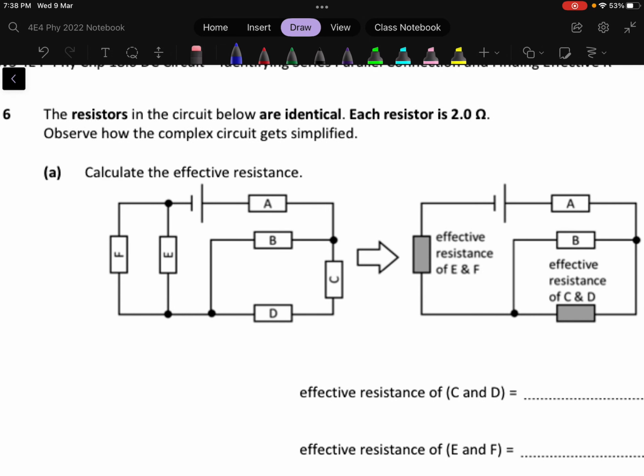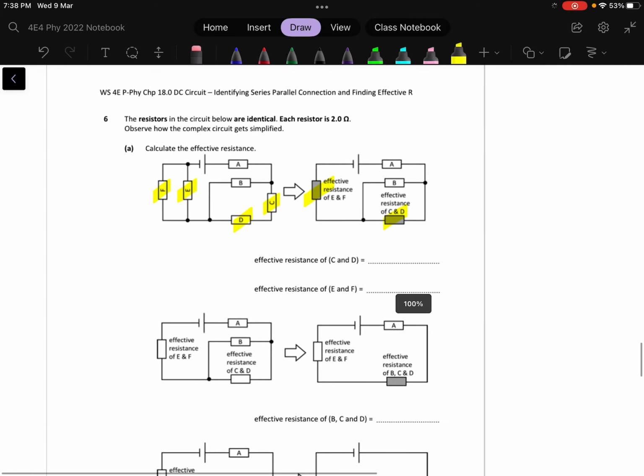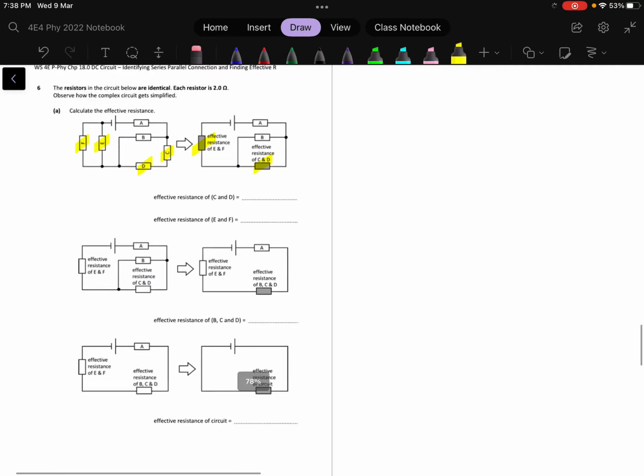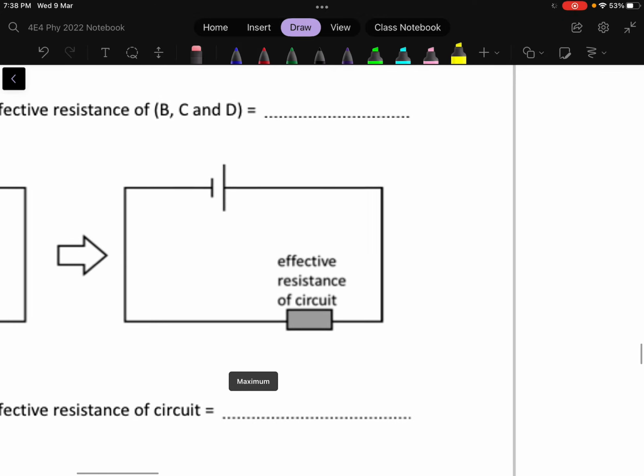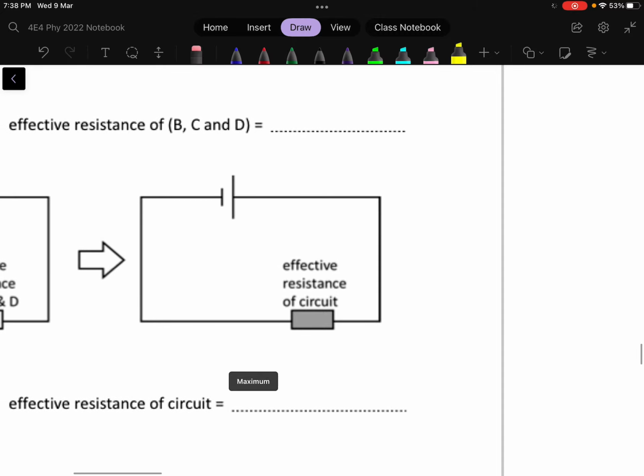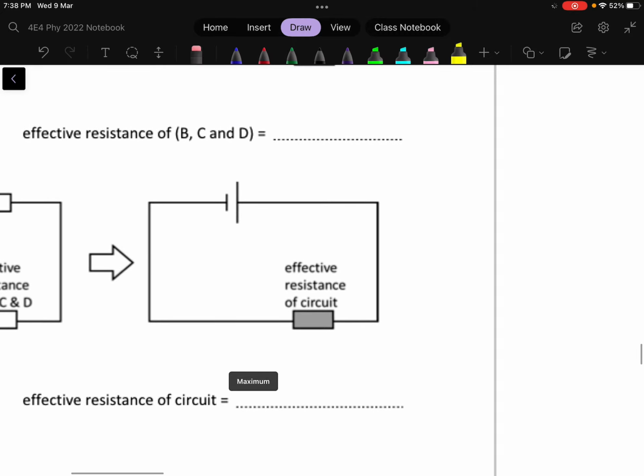So for example, if I know that E and F are in parallel, I can actually combine them. And like here, C and D are in series, I can also combine them. So from a very complicated circuit, you can actually simplify it until it is just one resistor, one battery. So it will be able to help you solve complex circuit.